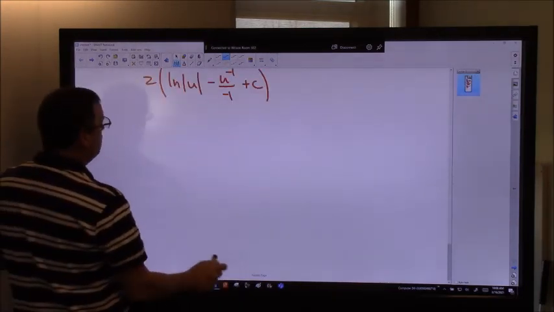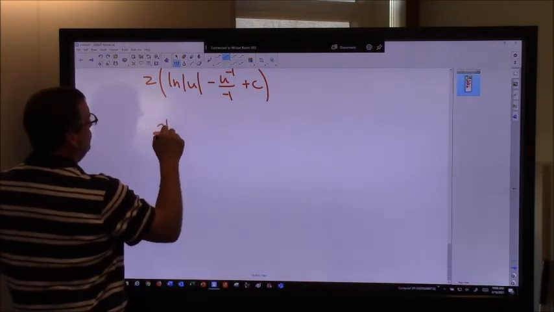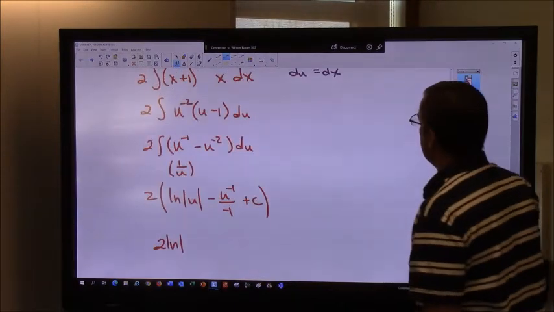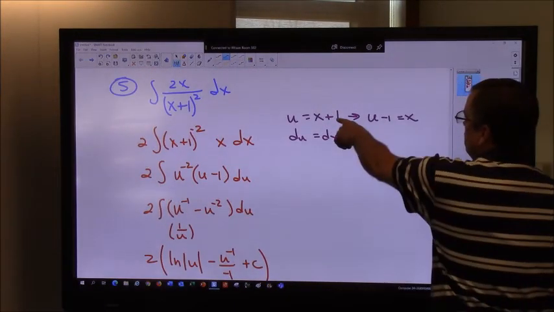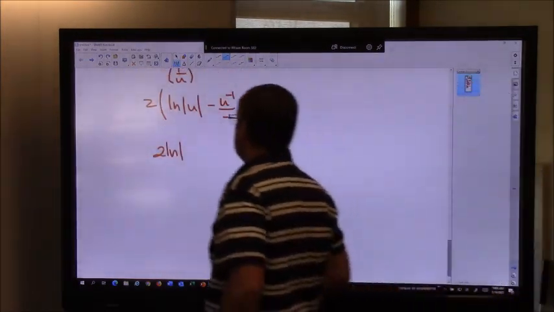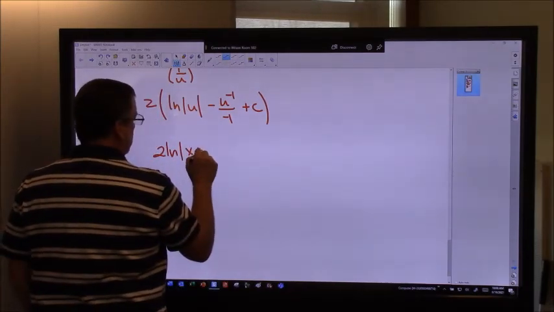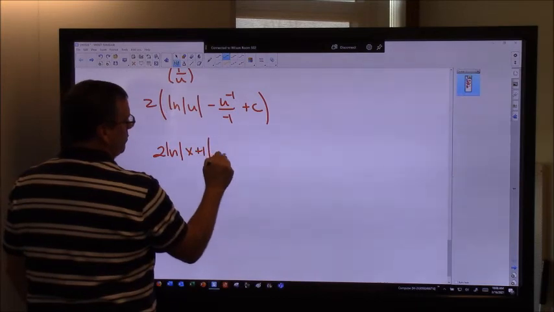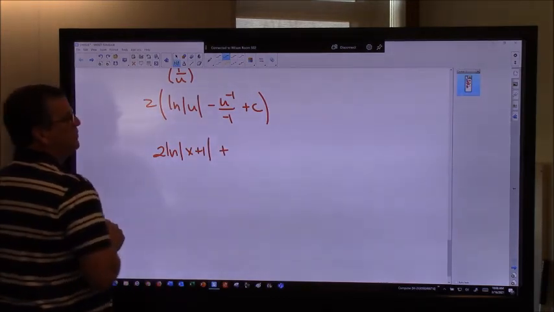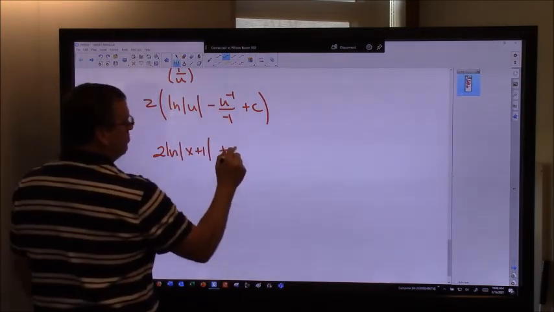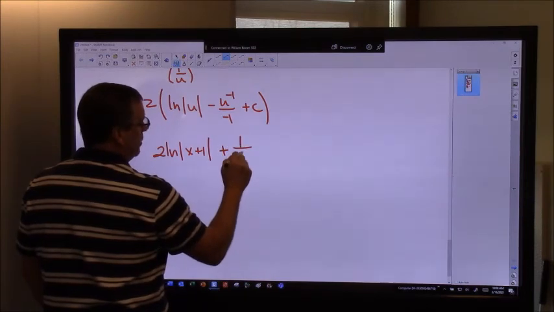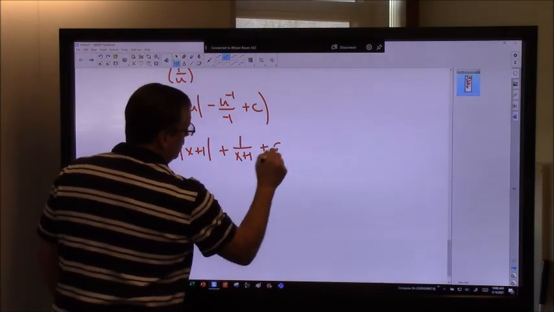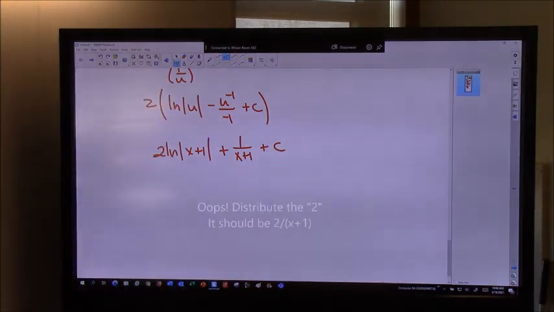So that means I've got 2 natural log absolute value of, what was that, x plus 1? Yeah, u is equal to x plus 1. This is a negative divided by a negative, so it's plus. And then I have to drop this below the fraction bar, so 1 over x plus 1. And 2 times c is still some constant that we don't know.